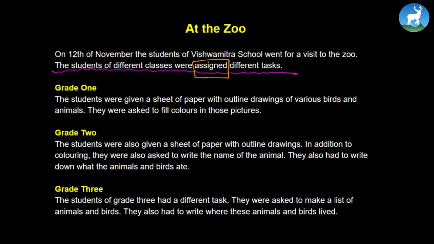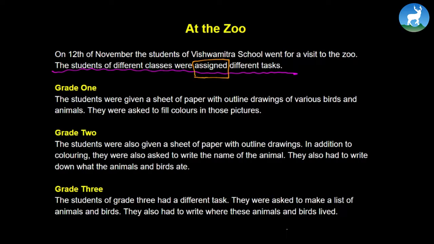Grade 1, the students were given a sheet of paper with outline drawings of various birds and animals. They were asked to fill colors in those pictures. Grade 2, the students were also given a sheet of paper with outline drawings. In addition to coloring, they were also asked to write the name of the animal. They also had to write down what the animals and birds ate.